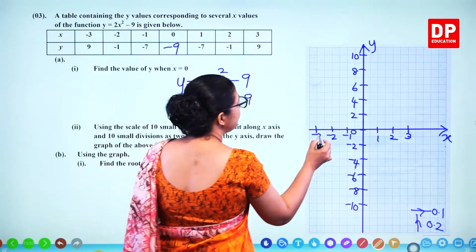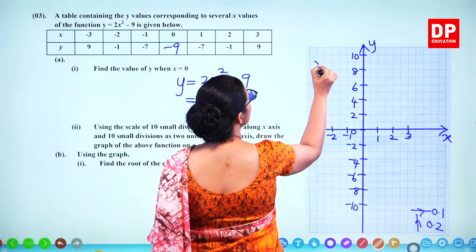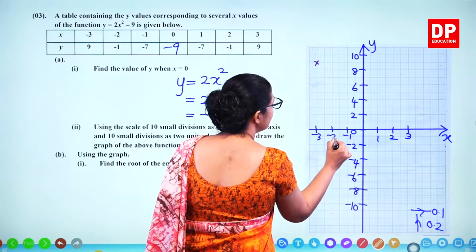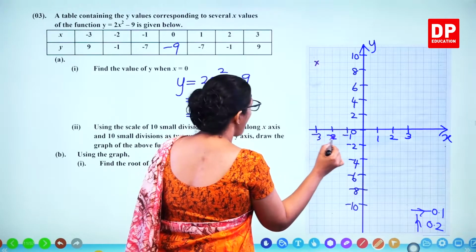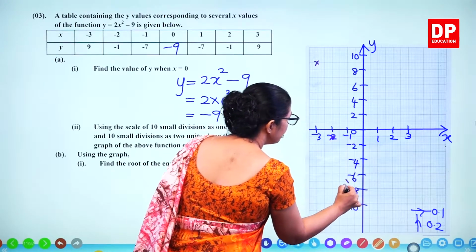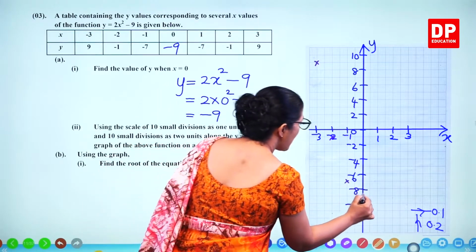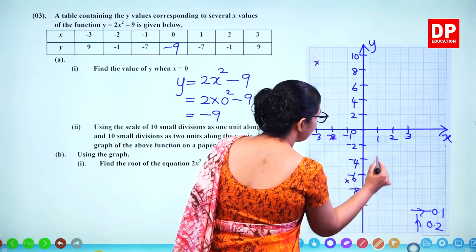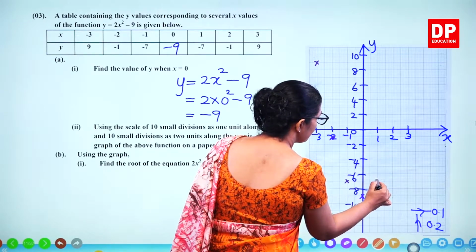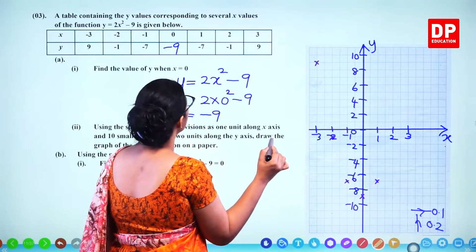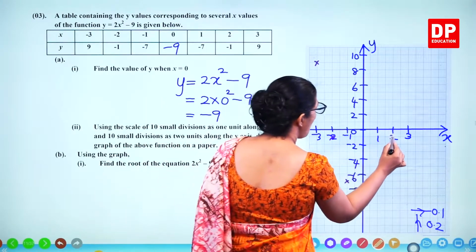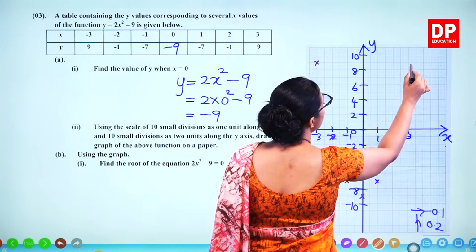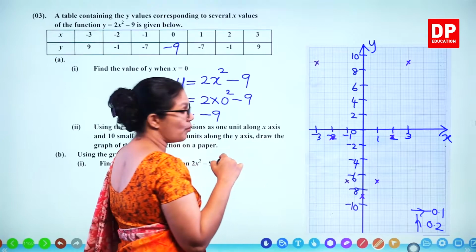Minus 3, 9. Minus 2, minus 1. Minus 1, minus 7. 0, minus 9. 1, minus 7. 2, minus 1. 3, 9. Now we have all points.